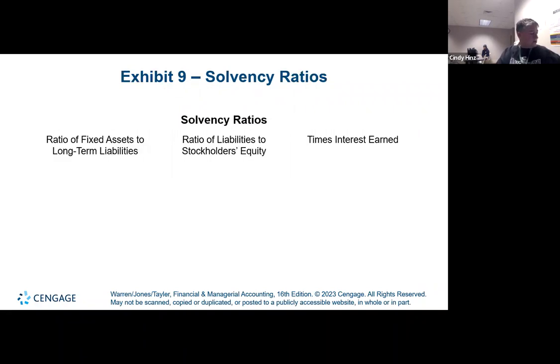So we have a few different ratios we're going to be looking at in our next exercise. Ratio of fixed assets, so that's the property, plant, and equipment part, to long-term liabilities. Ratio of liabilities to stockholders' equity, also known as the debt to equity ratio, and then times interest earned. All of these give us a little bit different picture. They're relating something related to our long-term liabilities, or our liabilities in general, to some other aspect of the company to give us a sense of how stable or how solvent this company is for the long term.